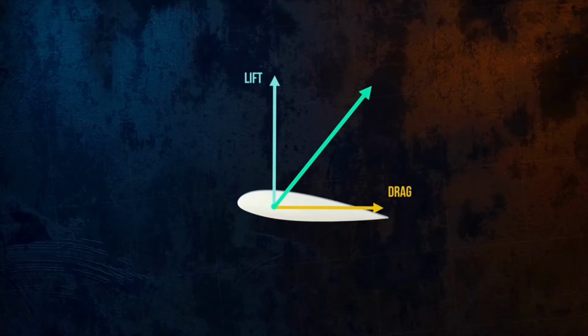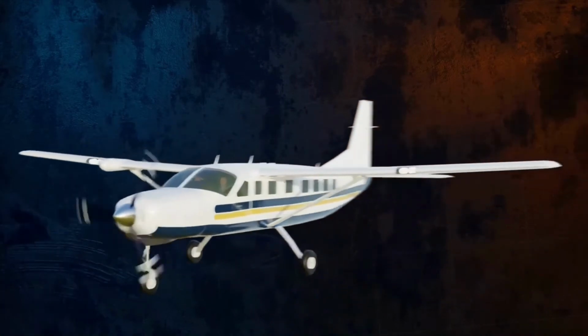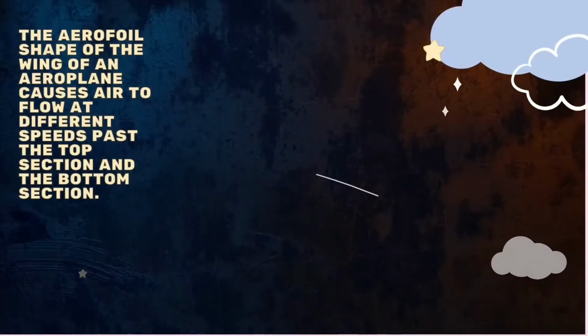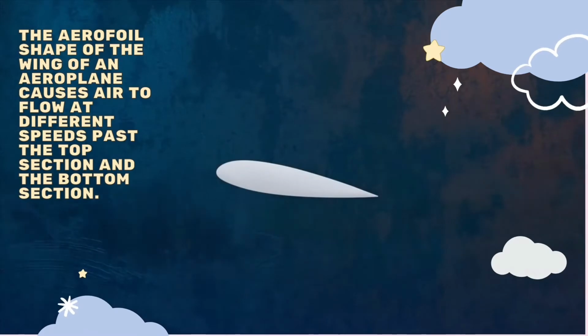The main way that Bernoulli's principle works in air flights has to do with the architecture of the wings of the plane. In an airplane wing, the top of the wing is somewhat curved, while the bottom of the wing is totally flat. The aerofoil shape of the wing of an aeroplane causes air to flow at different speeds past the top section and the bottom section.